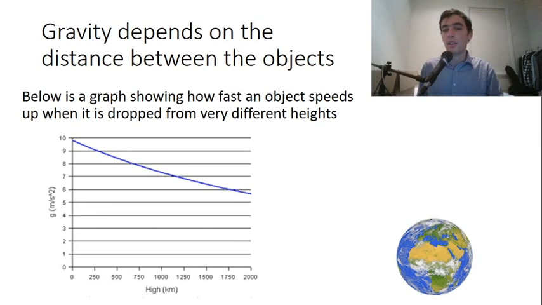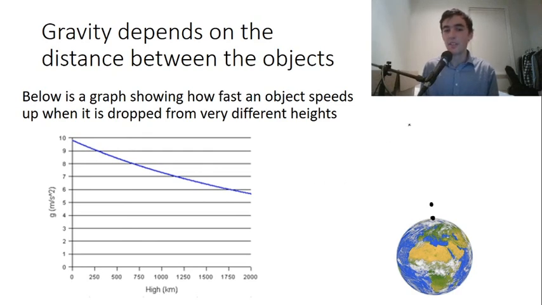Now, if I drop something from here, and I drop something from here, what they've found is this object falls faster. It speeds up faster than this object. That's what this graph is saying. This is saying how fast it speeds up, and this is talking about the distance away from the Earth's surface in kilometers. So we're talking very big distances. And the point of this is, as I go further away from the Earth, the objects speed up a little bit less.